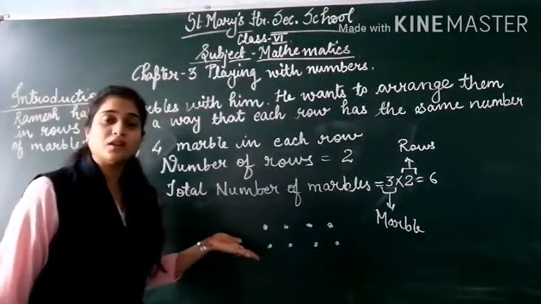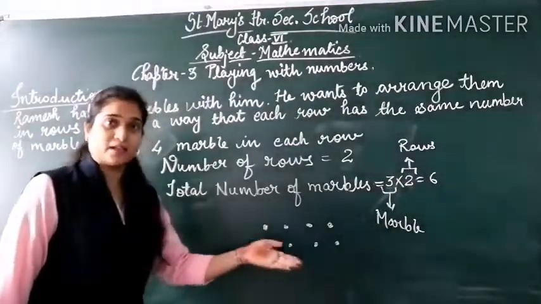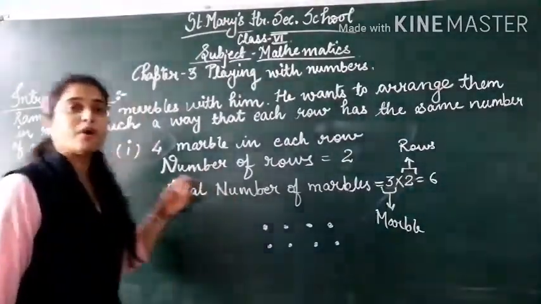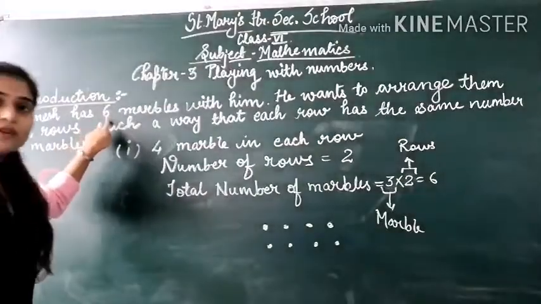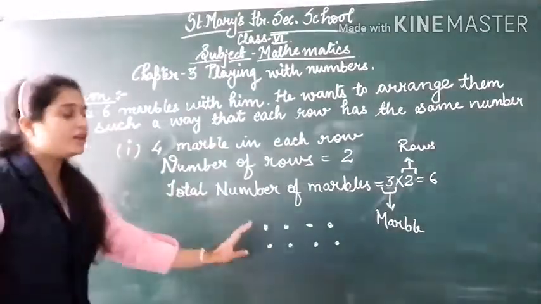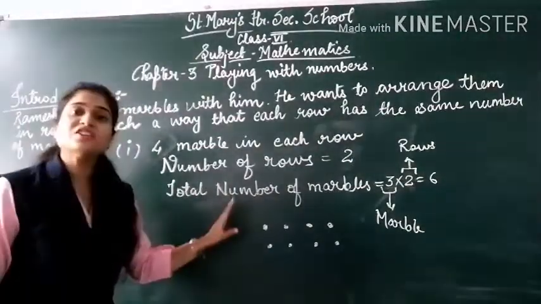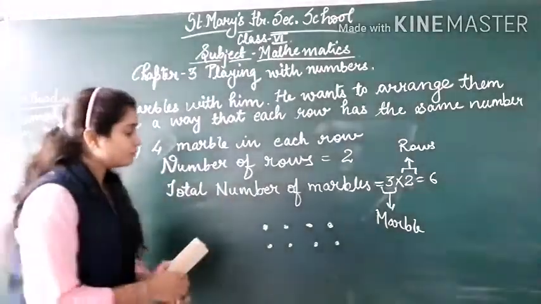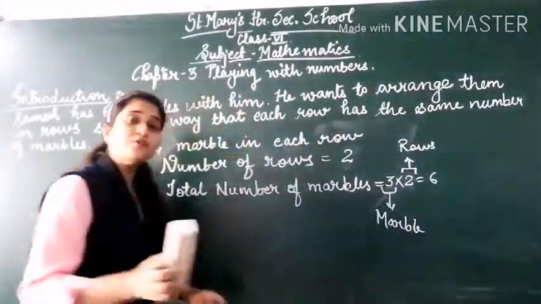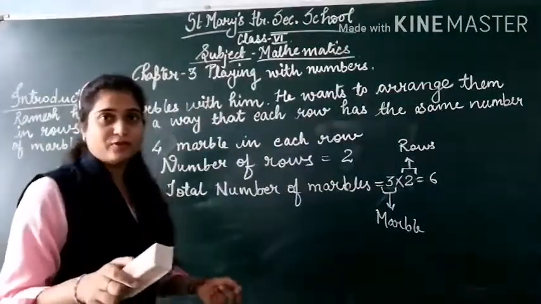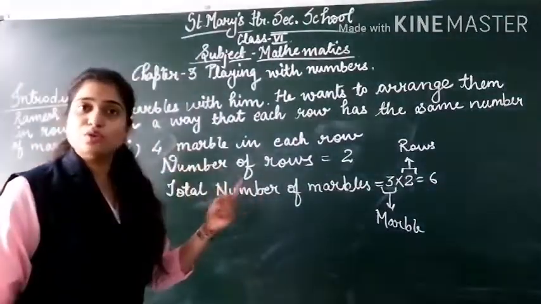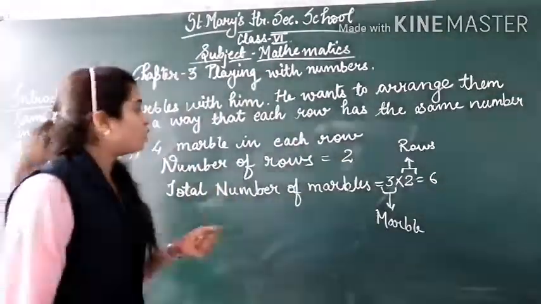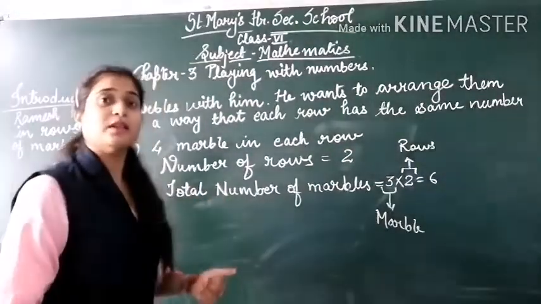Now the number of marbles is exceeding. Our total marbles are 6 marbles. Here it is 8 marbles. So this arrangement is not possible. In the same way, if he will take 5 marbles in each row, then also it is not possible. So now he will take 6 marbles in each row.